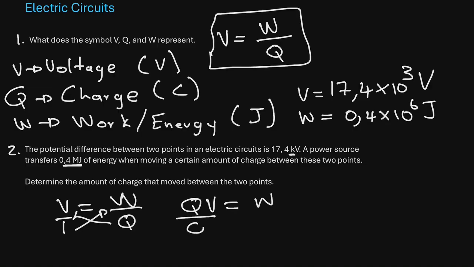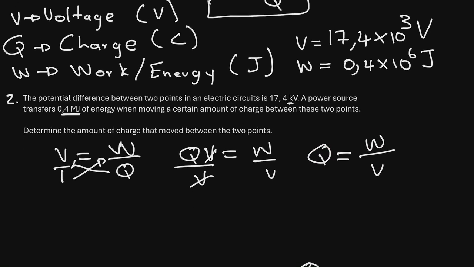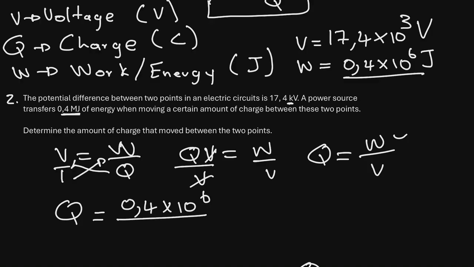So when you divide now by voltage on both sides, because you are looking for charge, that means now charge is the same thing as energy over voltage. So this will mean now for us to determine the amount of charge, we need to substitute energy divided by voltage. So now we're going to say, okay, charge is equivalent to the amount of energy. So the amount of energy was how much? Was 0.4 times 10 to the power of 6. And the voltage is 17.4 times 10 to the power of 3.